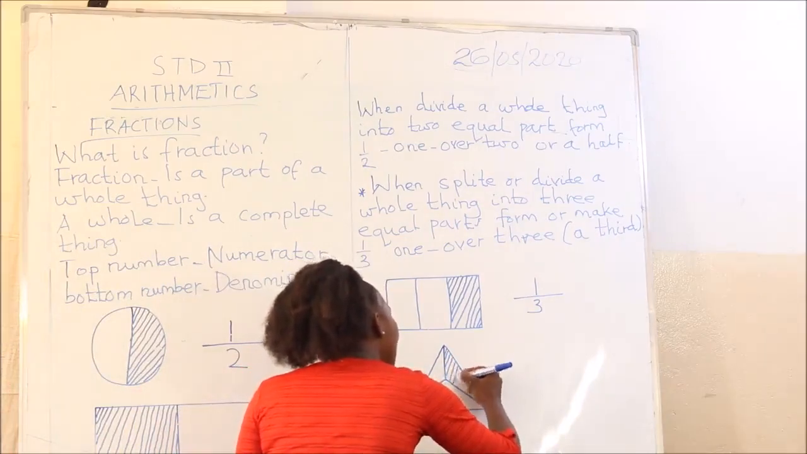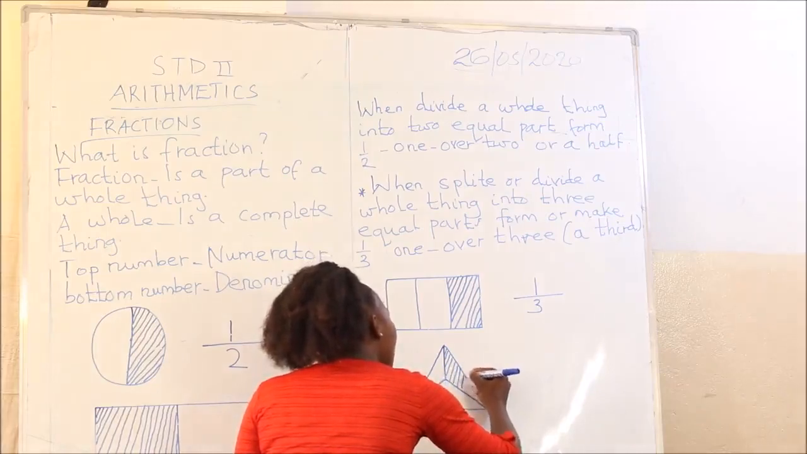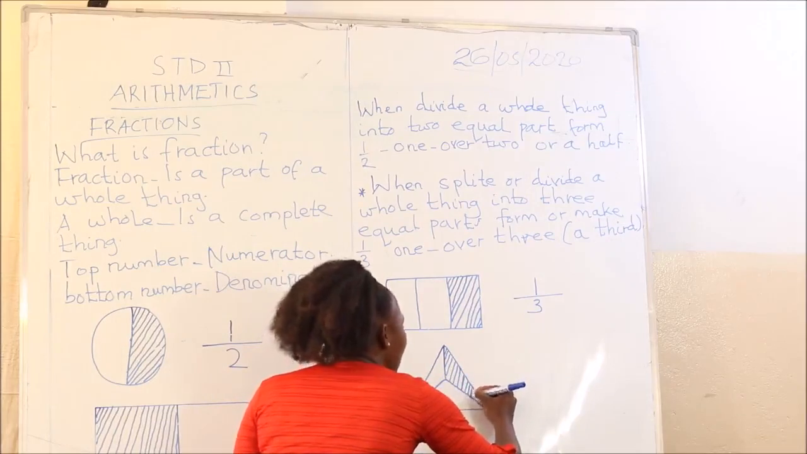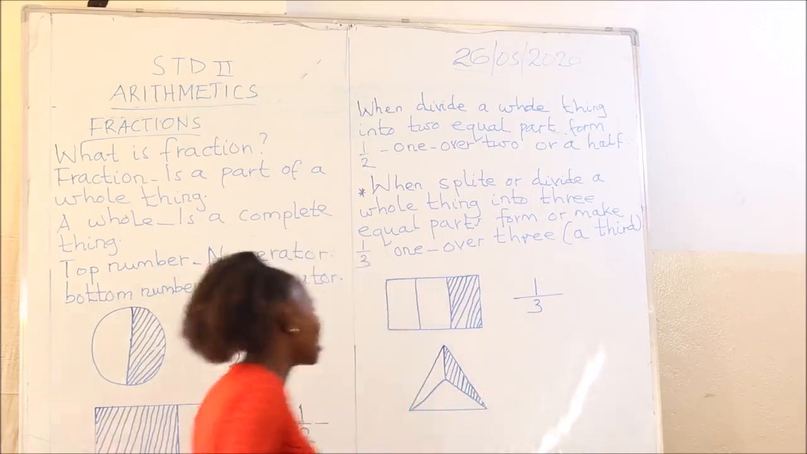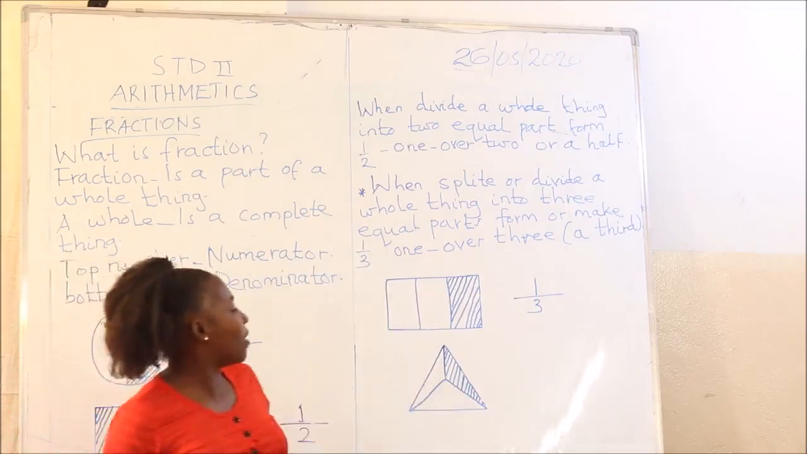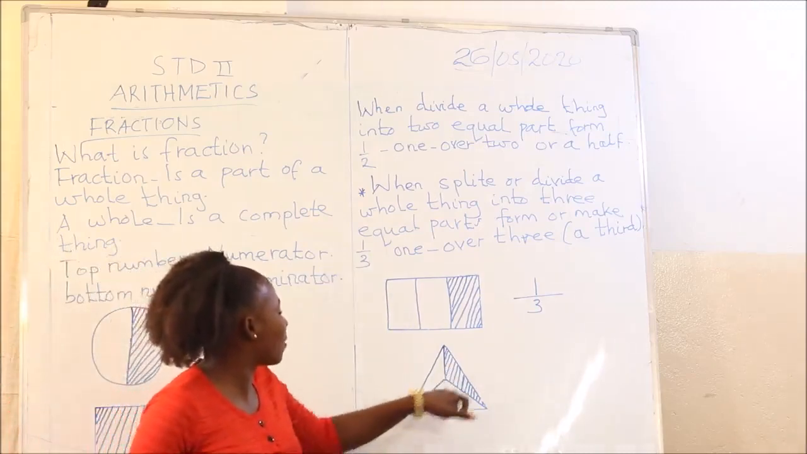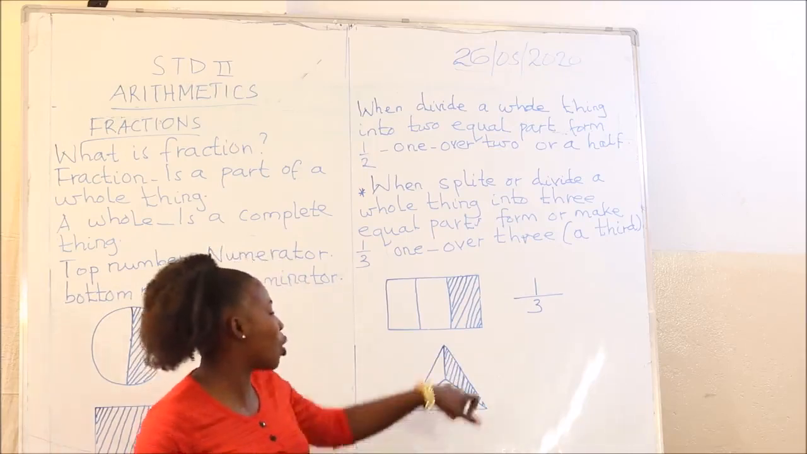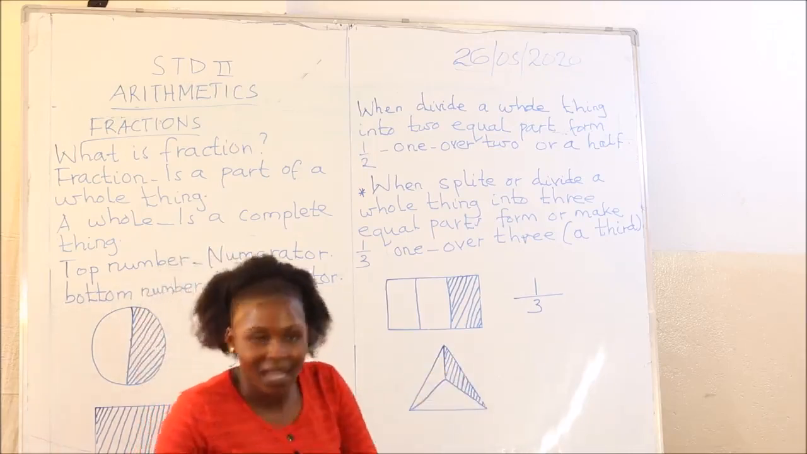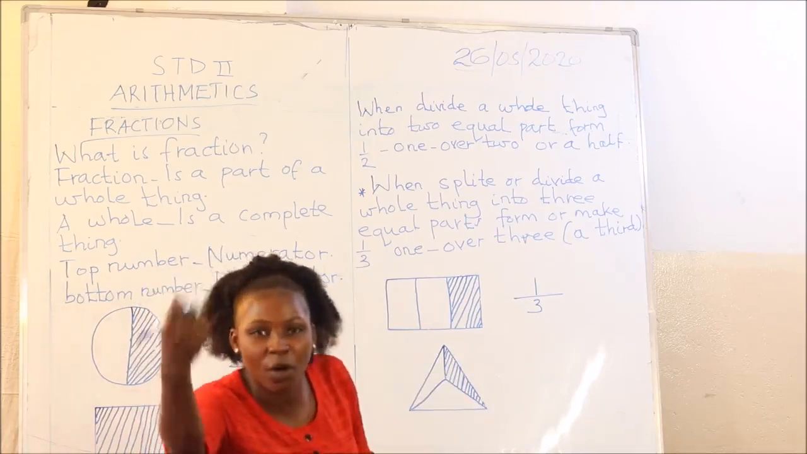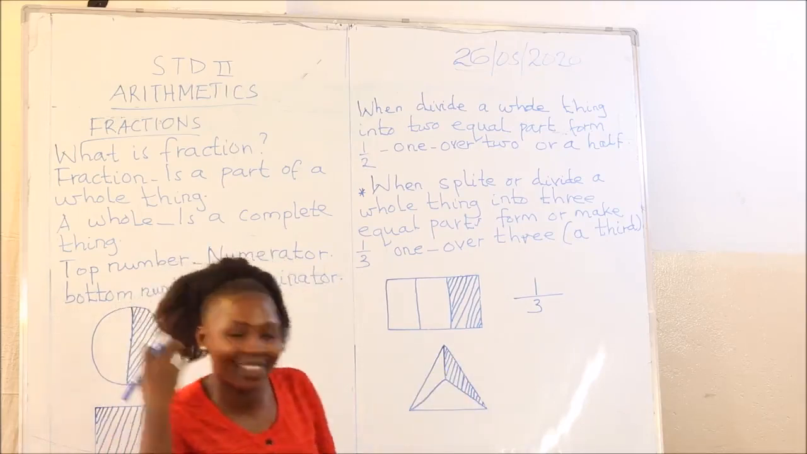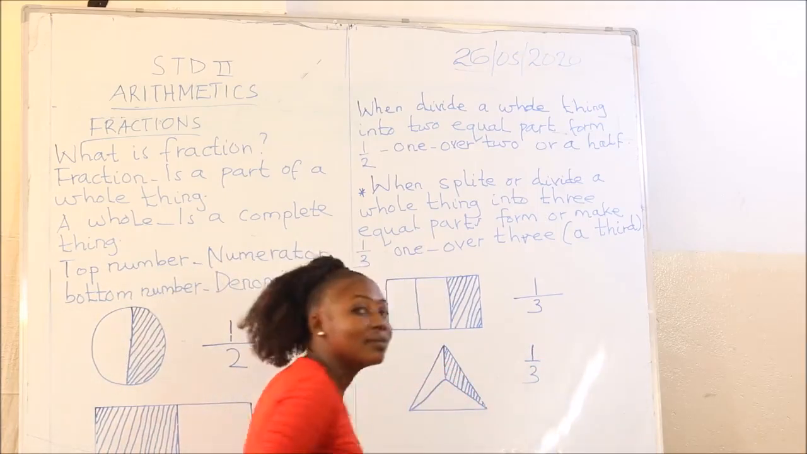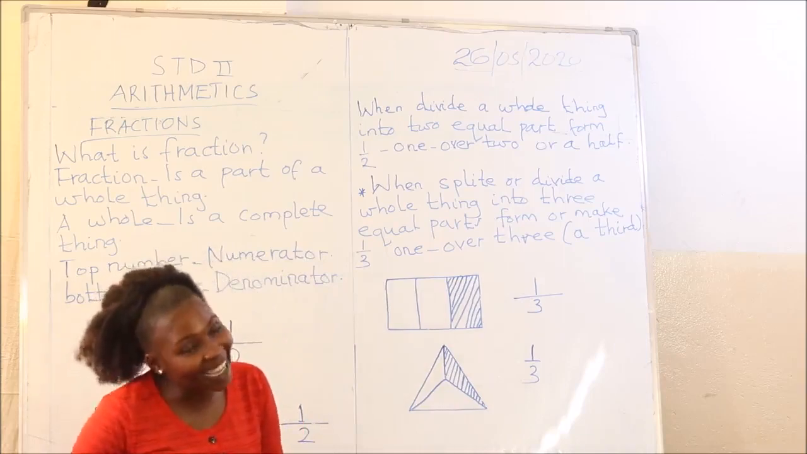So what if you decided to omit this one? Maybe you eat it yourself or you decided to give it to someone else. So this part is no longer here. So the fraction will be 1 over 3. Why 1 over 3? It means that we have a total of 3 equal parts. Out of those 3 equal parts, 1 part is out. So this shaded part indicates the part which is omitted or removed from a whole thing. So the fraction will be the same, 1 over 3. Are we together?